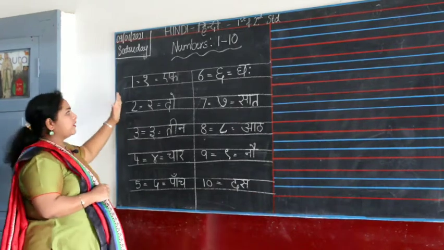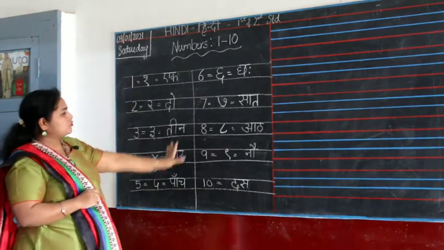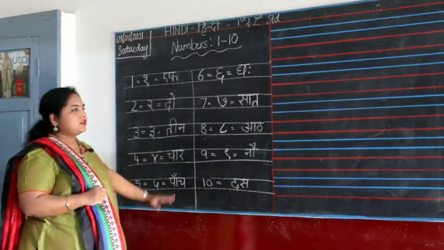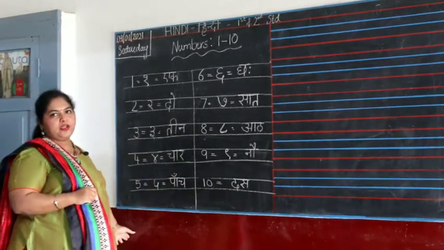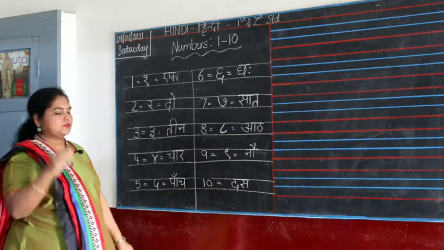Okay. So then I want you all to copy this in your Hindi classwork. I have written in 2 columns because of the space constraint. I want you all to write in 1 full page. Okay, 1 to 10 and write the same thing 3 times.